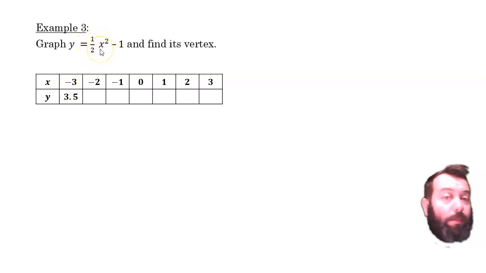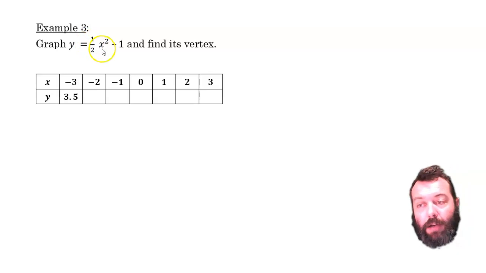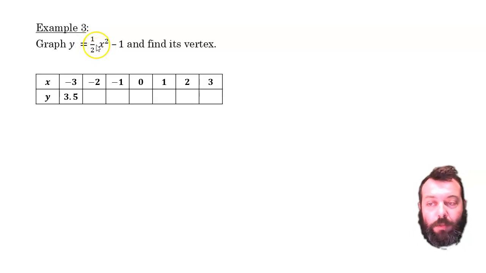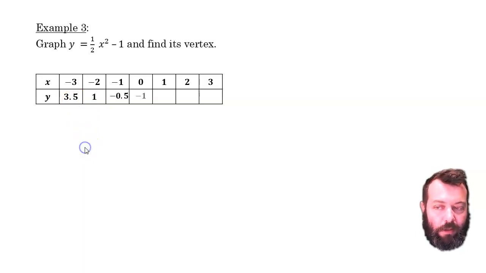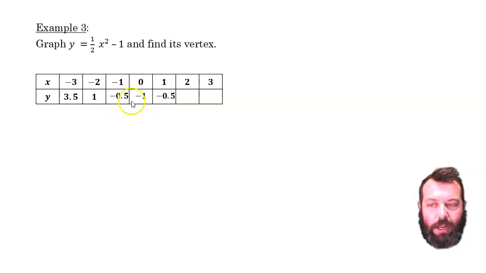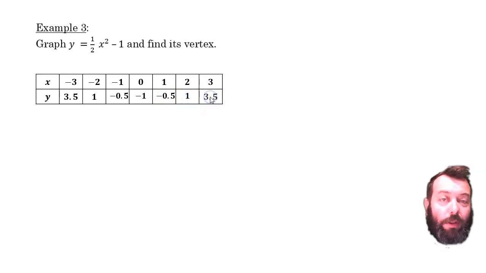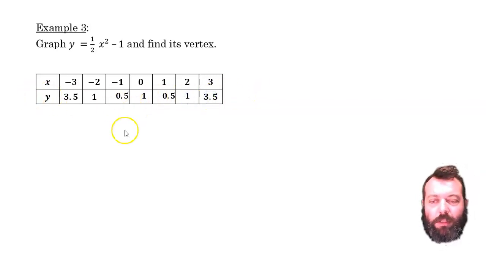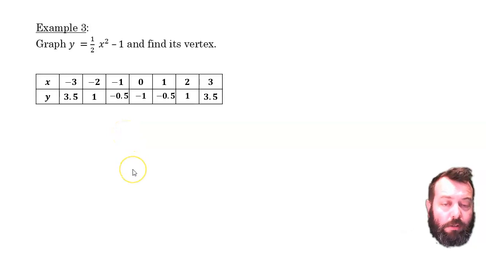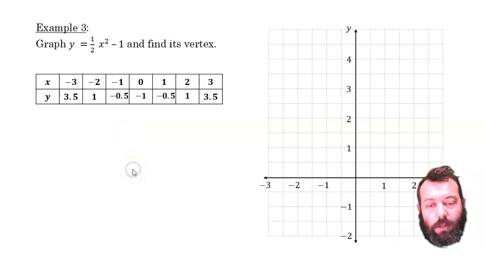-3 squared is +9. Half of 9 is 4.5. 4.5 minus 1 is 3.5. We'll keep going. We'll fill out that table of values. And again, here's my symmetry occurring now. So there's my -half, -half. This one's going to be a 1, and this one a 3.5. You can see the symmetry in the table of values. We're going to see that, of course, on the graph as well.